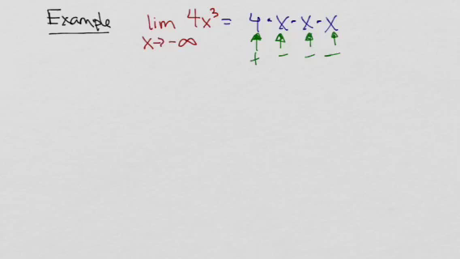Is it negative infinity or positive infinity? In this one, because there are 3 negatives, an odd number of negatives, that means the answer is negative. If we were to count an even number of negatives, then our answer would be positive.